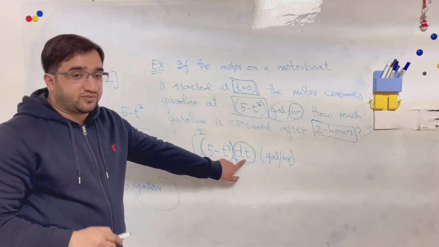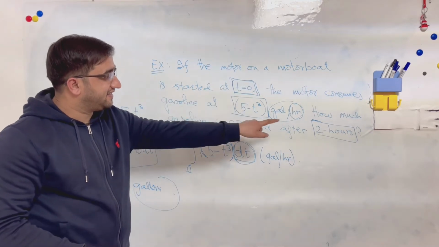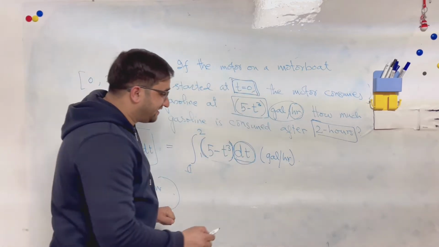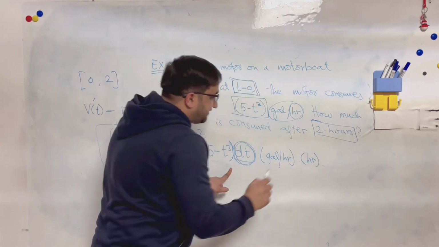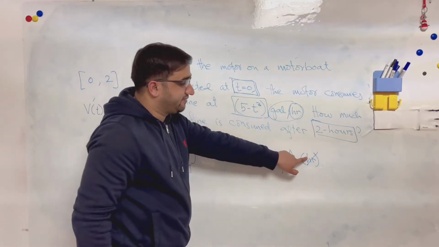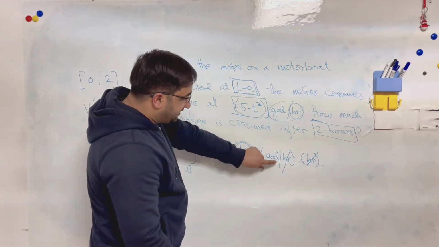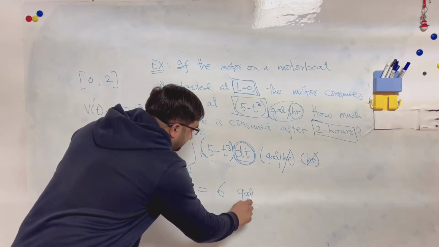What is the unit of time? Hour. So the unit of this is hour, which is multiplied here. Now this one in the divisor cancels with this one in the multiplier, so the only leftover is gallon. So the answer is 6 gallons.